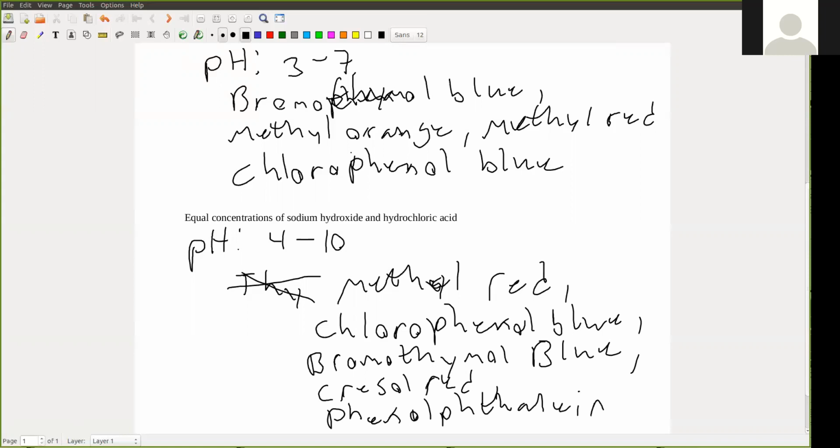And that's it. So just basically, in deciding which indicator to use, you simply look at what is the pH range that's going to be best suited for the equivalence point and pick an indicator that would best sit in that range. And there are often multiple indicators that you can use for that purpose.